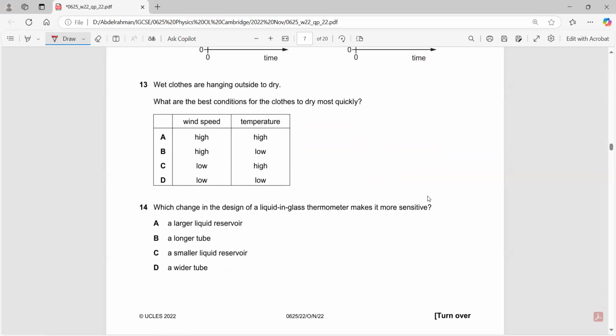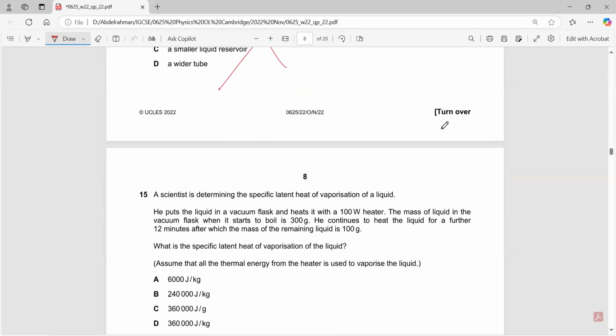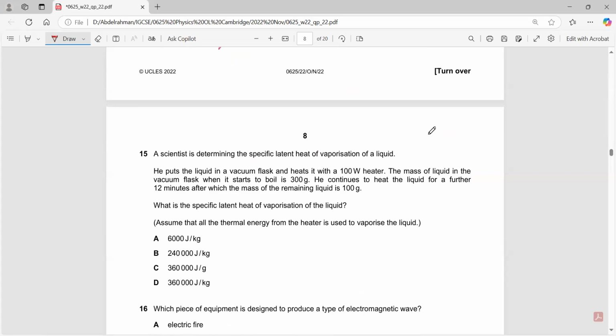Okay, you hang the clothes outside. What are the best conditions for the clothes to dry most quickly? Wind speed. Yes, we need wind. And do I need a high temperature? Yes, definitely. During the summer, it would be best. Which change in the design of a liquid... Oh, this has been removed. Thermometers have been removed. Again, specific latent heat has been removed. So question 15 is cancelled.